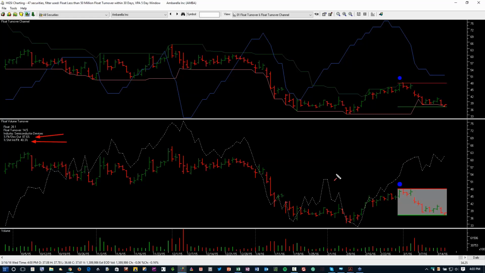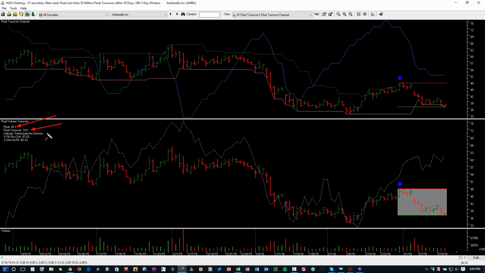So I just happen to have Ambarella up here, which has been a disappointing stock for the longs, but you can see that it has a very short float turnover. The float is only 28.1 million shares if you look over here on the left, and you'll see the float turnover, and these are warehouse numbers. Matt showed how, by bringing up the indicator, we can see the length of the most recent float turnover, but on average it turns over about every 14.5 days.